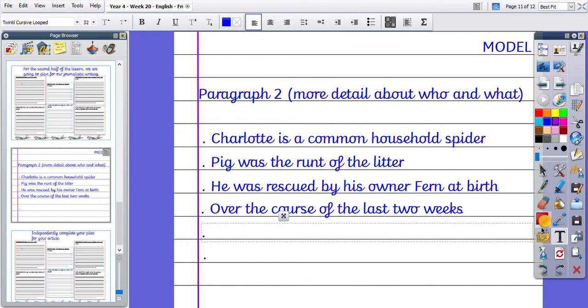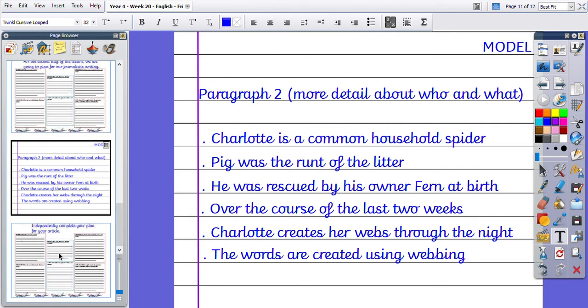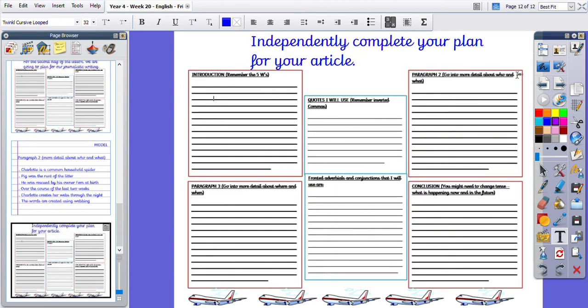That Charlotte creates her webs through the night. And something else about what. What else could we develop about the what question? We could say the words are created using webbing. Okay. So I've added more information that I want to include in my newspaper article. Okay, so this is an example of your paragraph 2 section, and this would go here.